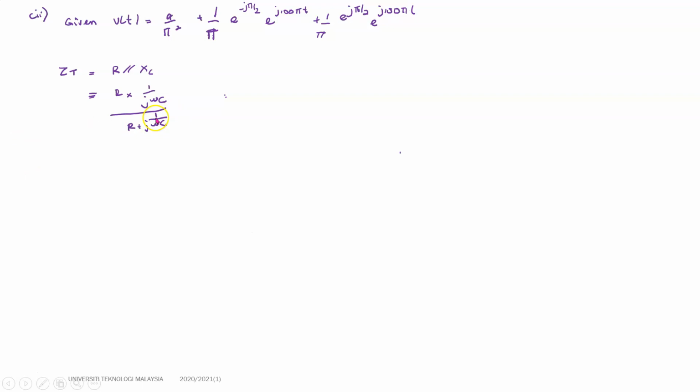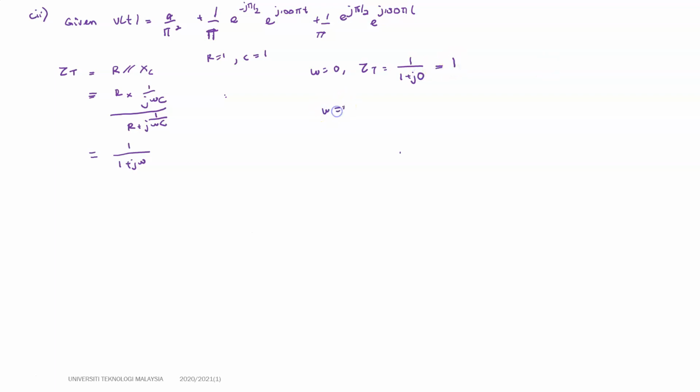So R is given as 1 and C is also given as 1. Basically Zt you will get 1 divided by 1 plus j omega. I already simplified this, so please find out how I simplified this. And then we need to find out Zt for each of the omega. So omega that we considered here is omega equal to 0. So Zt is equal to 1 divided by 1 plus j0, which is 1.